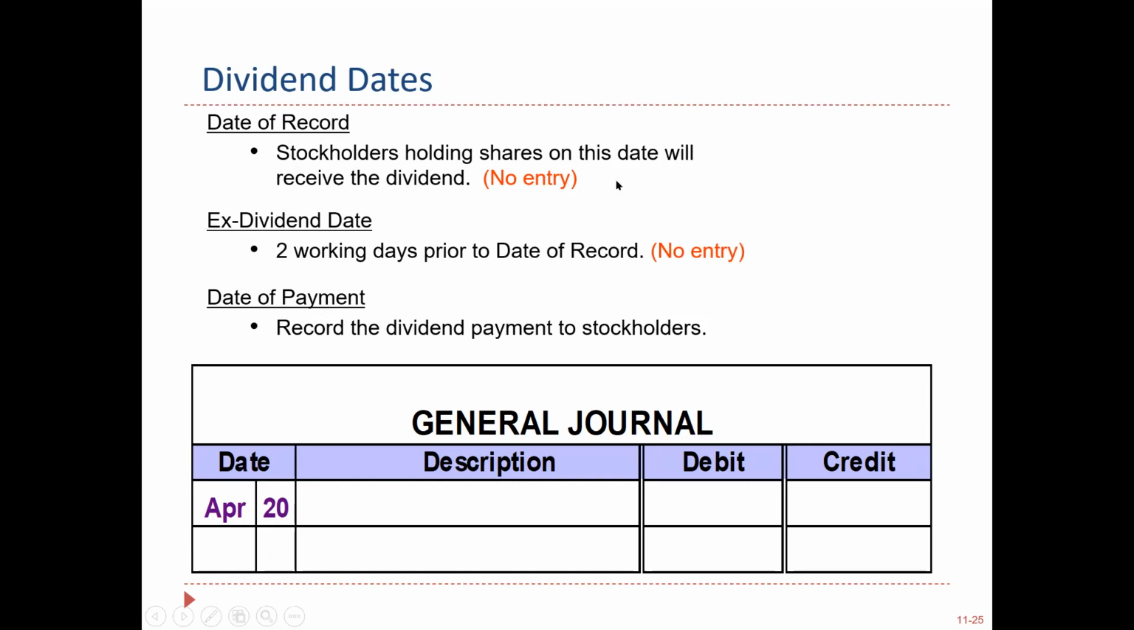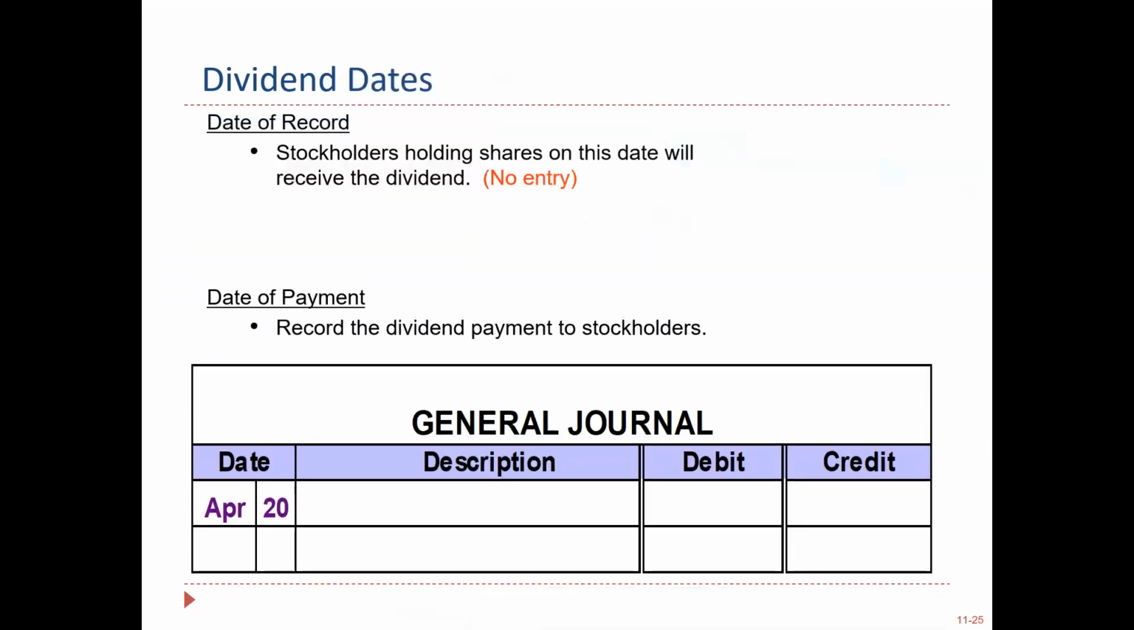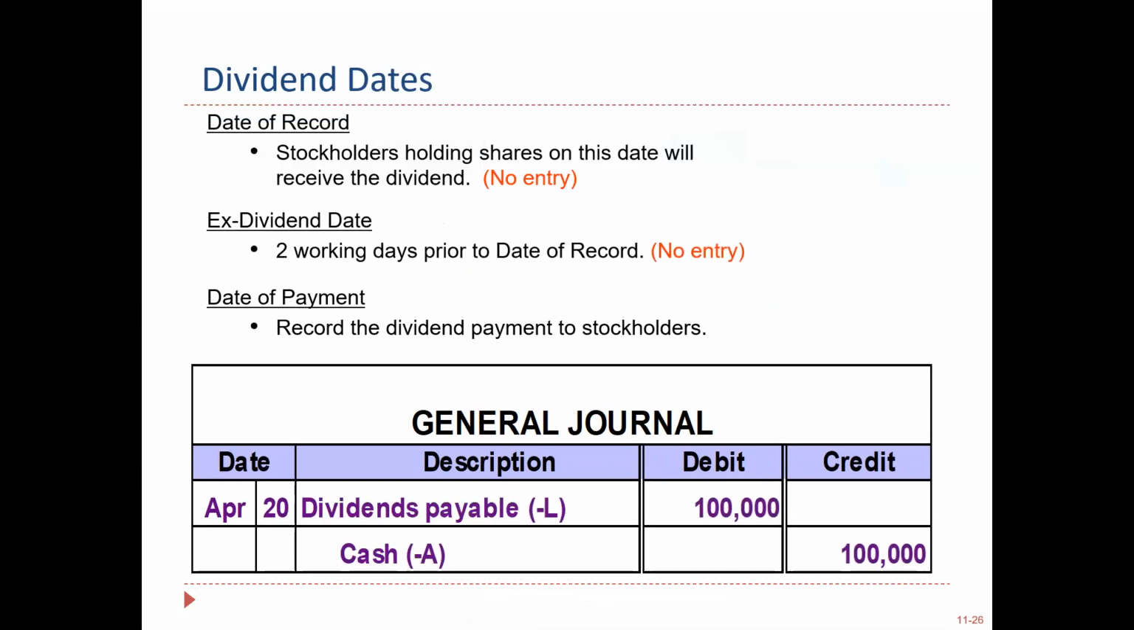In other words, did they give us a date when the dividend was declared? Yes, they declared the dividend on March 3rd, and it's to be paid, we just found out here, on April 20. So who gets this dividend? The dividend will go to the people who own the stock on the date of record. That might have been April 1st. At the end of the day, you're going to run a report showing who owned how many shares, and those are the people who get the dividend.